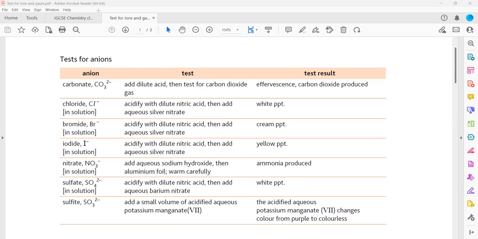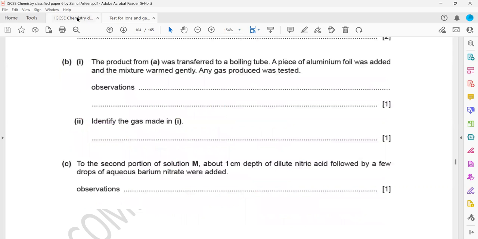So as a result, what will we observe? There will be no change. Why is there no change? Because this is a test for what? This is a test for sulfate ion. Because the salt is not a sulfate salt, that's why it does not give a positive result. No change, no visible change.